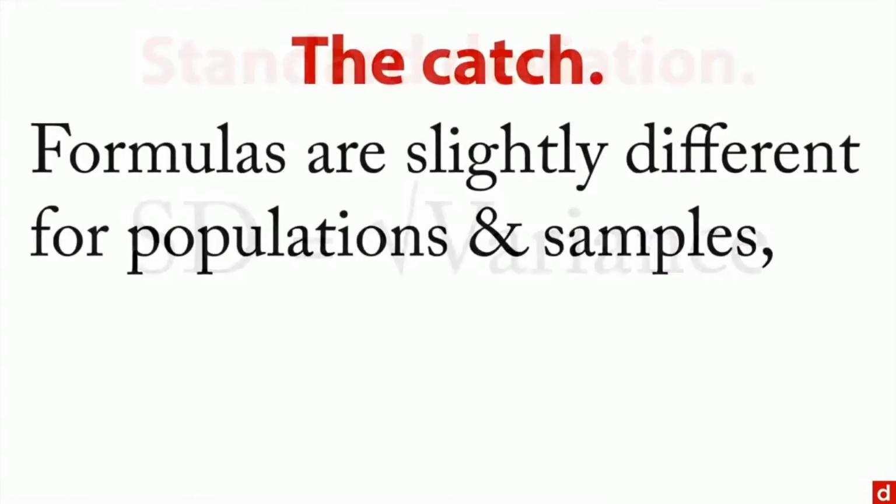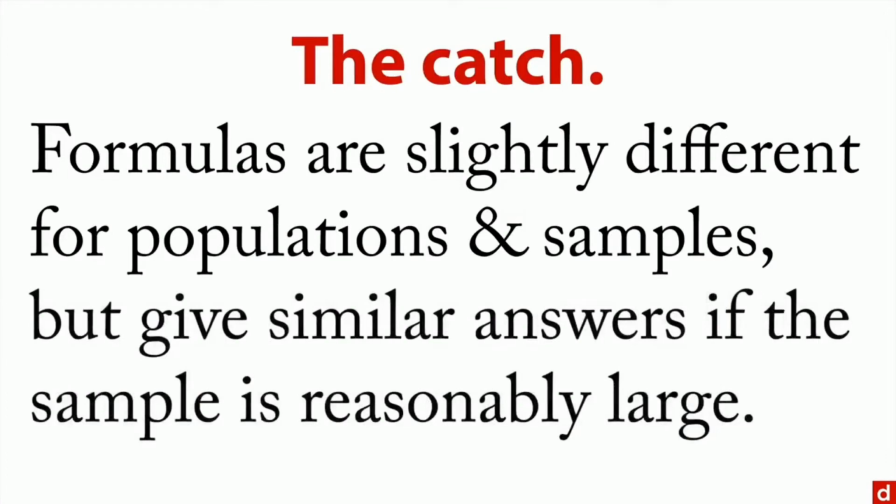Now, there's a catch here. The formulas for the variance and the standard deviation are slightly different for populations and samples in that they use different denominators. But they give similar answers, not identical, but similar if the sample is reasonably large, say over 30 or 50, then it's going to be really just a negligible difference.